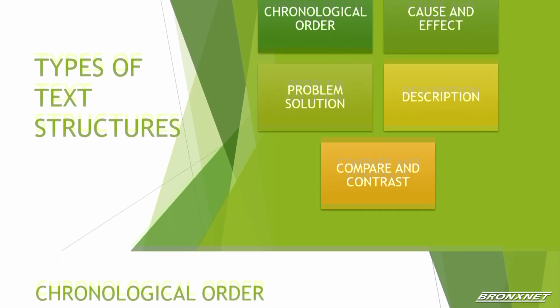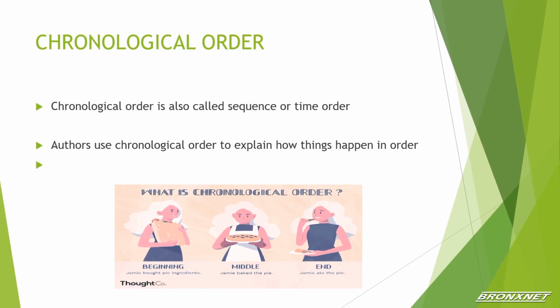Now, today we're going to be focusing on one of these types, and this is chronological order. Chronological order is also called sequence or time order. Authors use chronological order to explain how things happen in order. Here's an example below. What is chronological order?